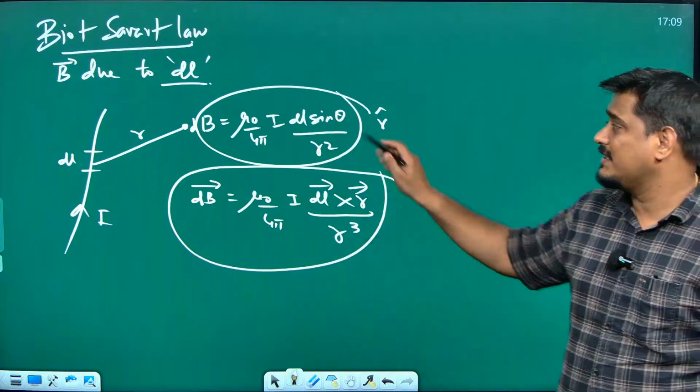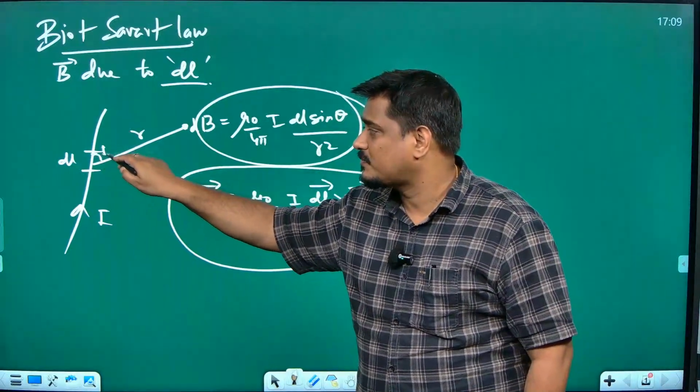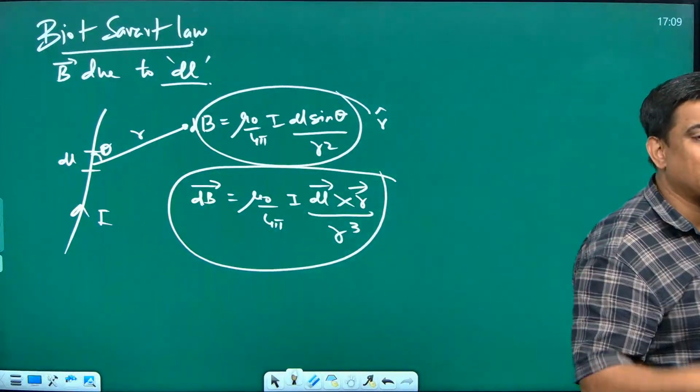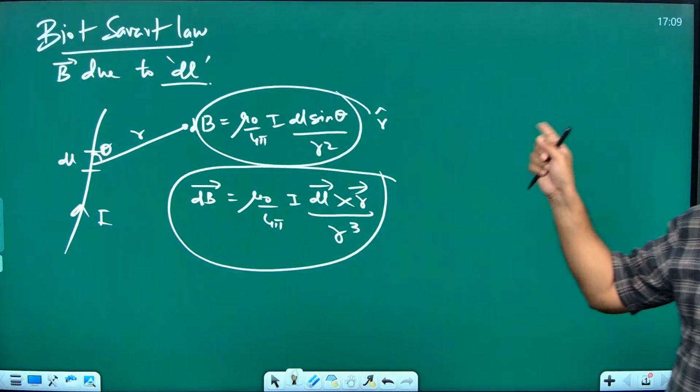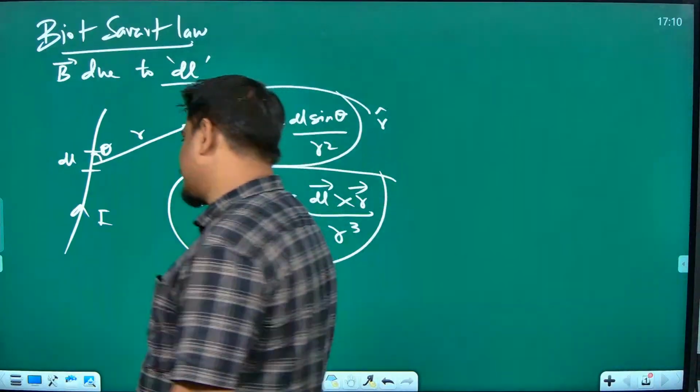Moreover, what is theta here? Theta is the angle between dl and r. This is only theta. The angle between the current element and the line joining the current element to the point in the magnetic field is called theta. I hope you're understanding this.